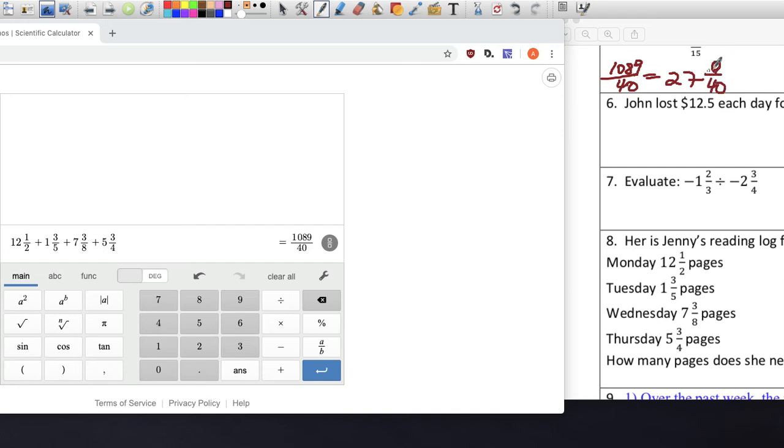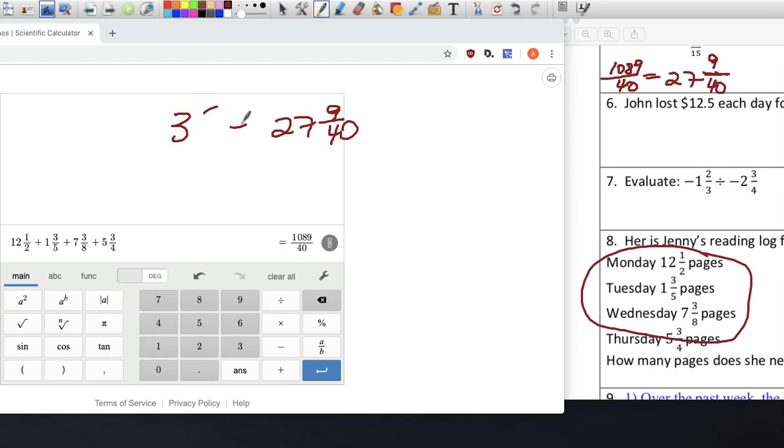So 40 goes into 1089 27 times. I'm going to erase this ugly 9 over here. Alright, 9 over 40. So that's how much she read. So Jenny is at 27 and 9 over 40. We added all these 4 days here. But she wants to read 35 pages per week. That's her goal. Now we're going to subtract, right? So we're going to subtract 35 minus this and figure out how much is left over.